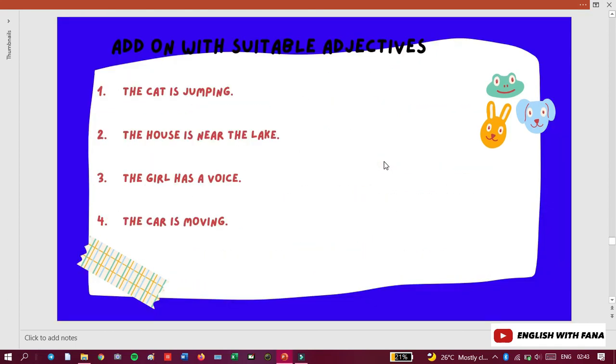Next, add on with suitable adjectives. Number 1, the cat is jumping. So if you still remember, adjectives come before noun. So which one is noun? Cat. So we can add an adjective here. So we can put white. The white cat is jumping.